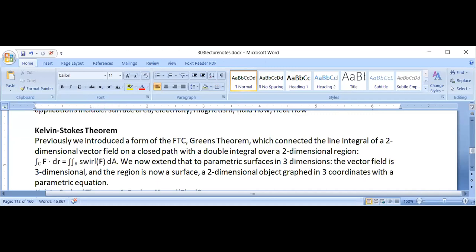Okay, so now we're going to take that and extend it to parametric surfaces in 3 dimensions. So basically everything in that formula will kick up a dimension. The vector field will now be 3-dimensional, and the region is now going to be a surface. So I shouldn't say kick up a dimension. I should say we're now going to have everything parametrized. So let's take a look.